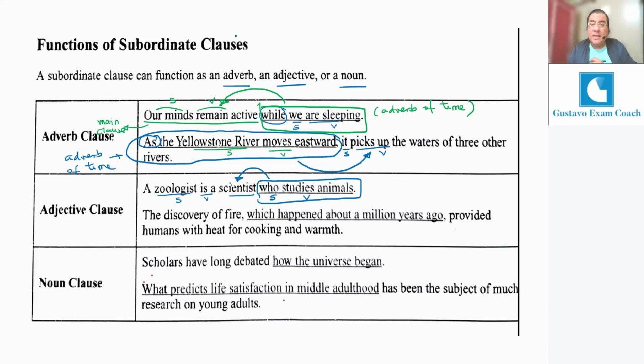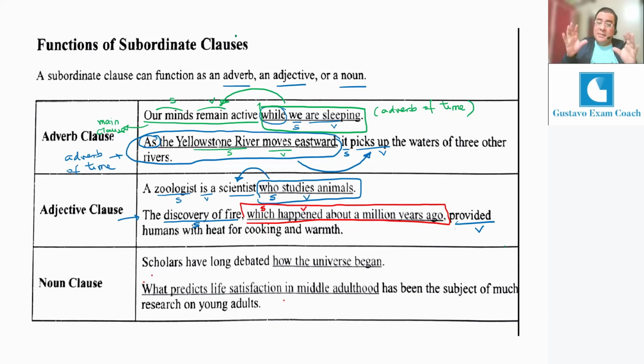Another example: the discovery of fire, which happened about 1 million years ago, provided humans with heat for cooking and warmth. We have a very long sentence, a very long independent clause, which essentially is the discovery of fire provided blah, blah, blah. This is our subject. This is our conjugated verb in the main clause or independent clause. But what about this subordinate clause embedded within our independent clause? This which happened about 1 million years ago. We know it is a clause because it has a subject, which, and a conjugated verb, happened.